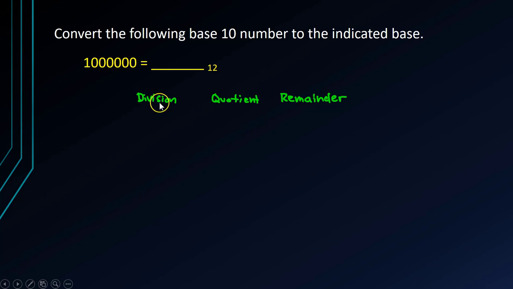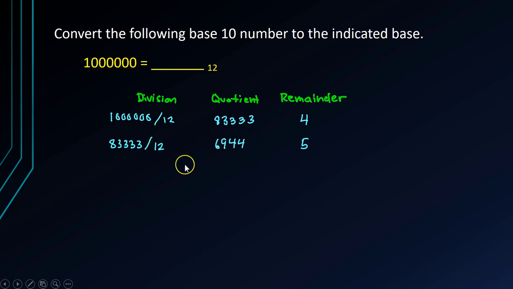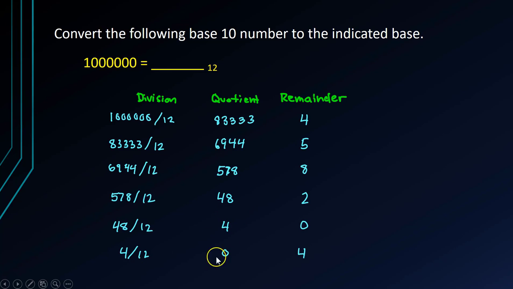And lastly, 1 million, written as a number base 12. So again, I set up my three columns. 1 million divided by 12 is 83,333 with a remainder of 4. Then keep dividing the new quotient by 12 and recording the remainder, again, until I get to a point where I get that 0. And so, starting at the bottom and working my way to the top, this number is going to be 402854.